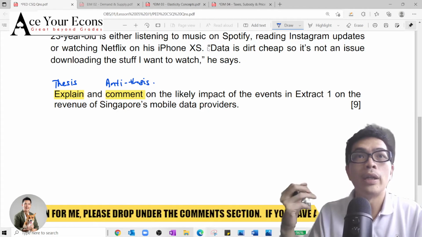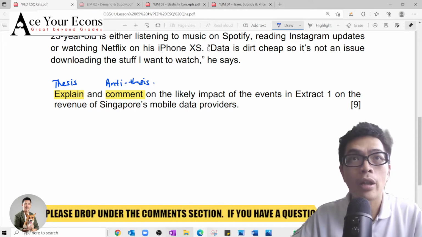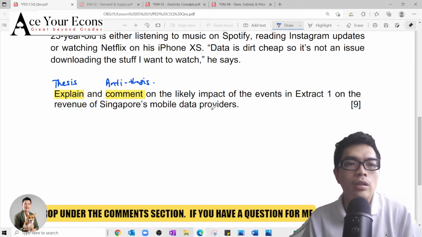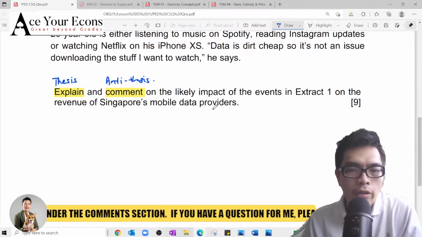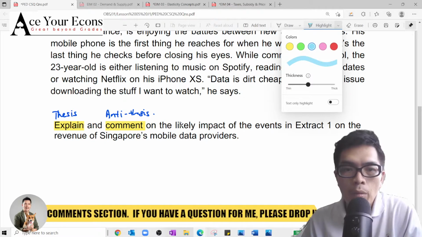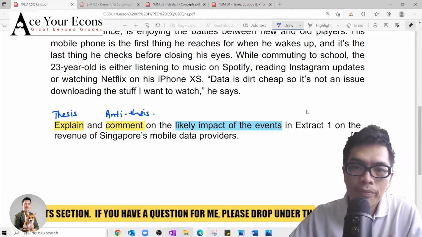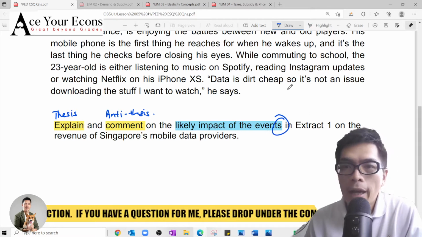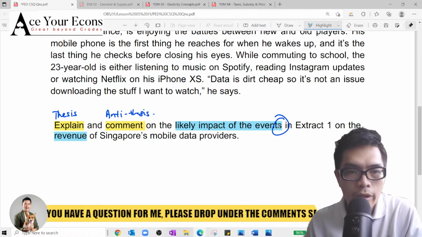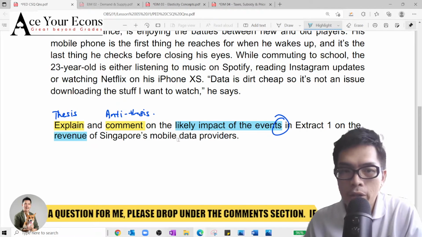So what do we mean by a thesis and antithesis question? First of all, we have to form a thesis. How do we form a thesis? We need to look at the extract, or look at the question further. What are the likely impacts of the events? There are more than one event here. And how do they affect the revenue of producers? I put revenue, so I don't need to highlight more.